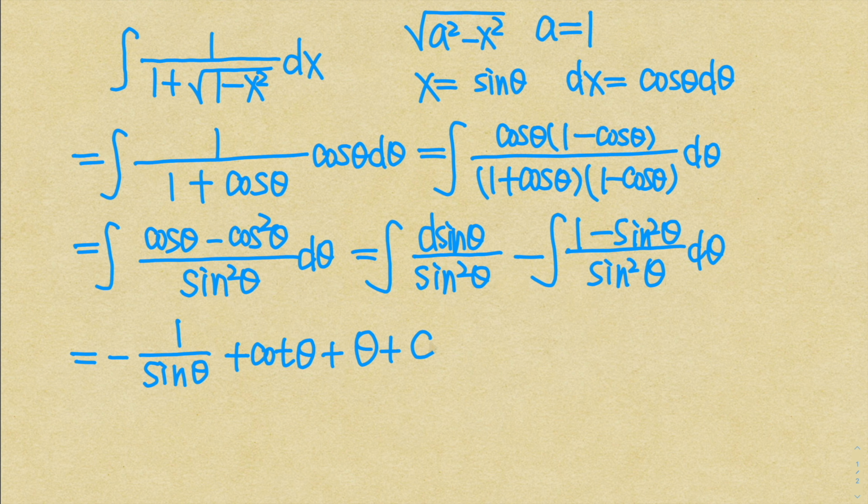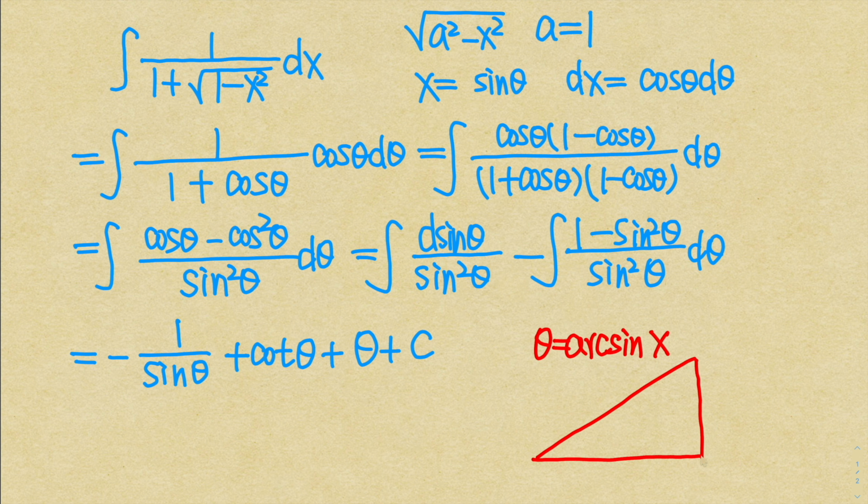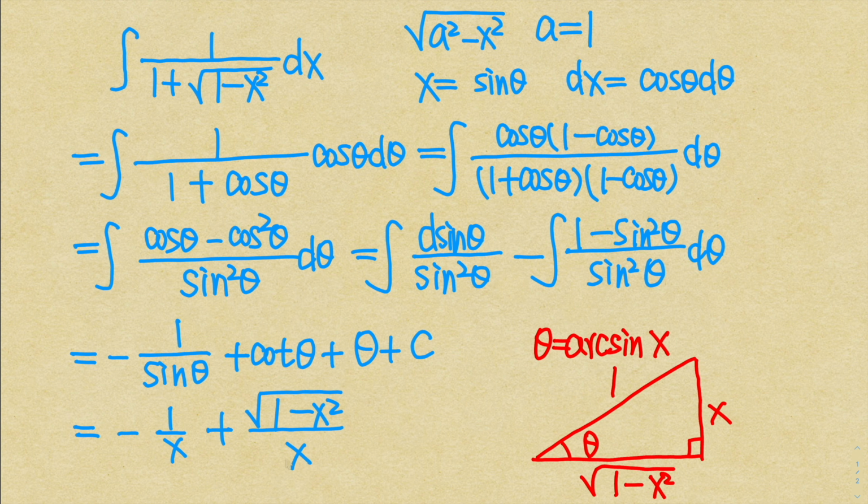Just now we set x equal to sine theta, so theta equals arc sine x. And draw the right angle triangle. We will see if sine theta equals x, then cotangent theta will be square root of 1 minus x squared over x. So the final answer of the integral is negative 1 over x plus square root of 1 minus x squared over x plus arc sine x plus c. Do you have fun with solving this integral? If you haven't had enough, there will be another fun for you guys.